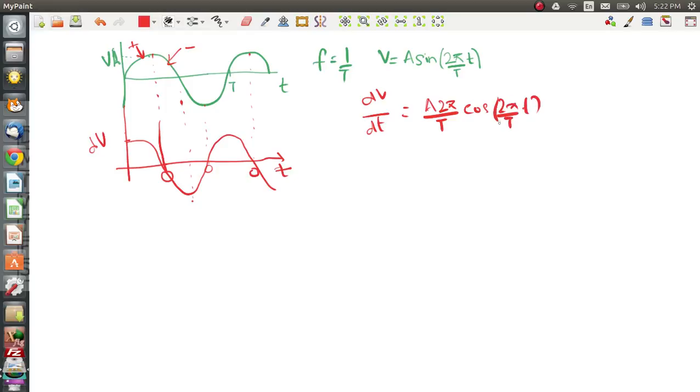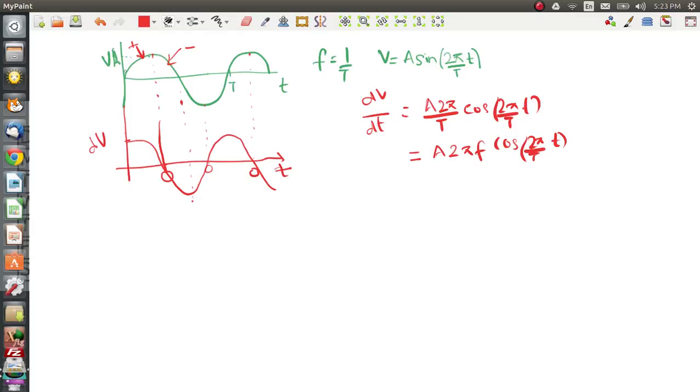I can also write this as A into 2 pi f into cos of 2 pi f t. The exact expression is fine, it is what it is, but what is more interesting is if you can get an intuitive feel of this, so let's quickly do that.